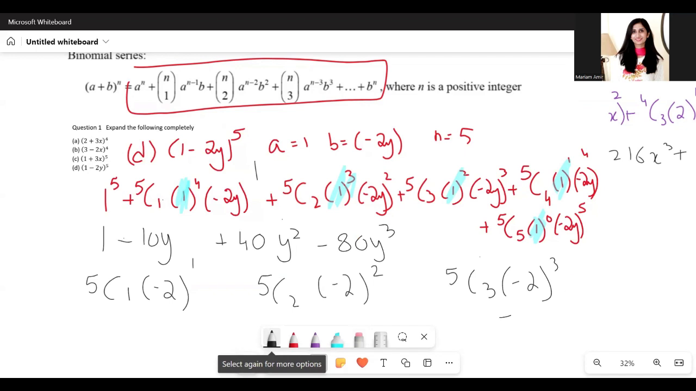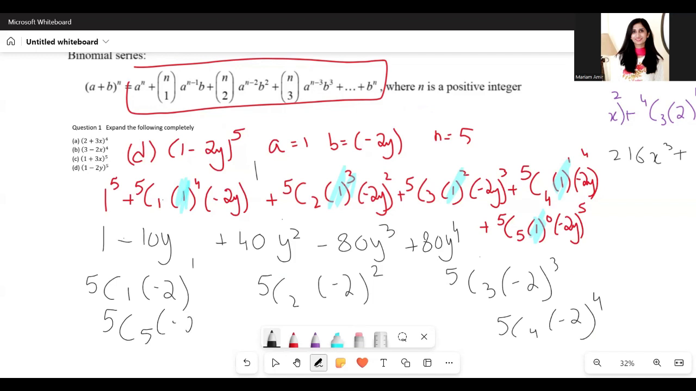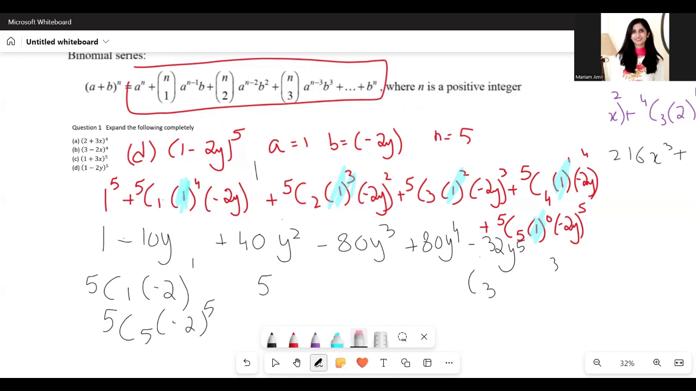Then there is 5c4 negative 2 power 4. This will give you a positive value in the calculator. You'll get plus 80 y power 4. And lastly, it is 5c5 minus 2 power 5. That's going to be a negative value, negative 32 y power 5. So this is the expansion of 1 minus 2y whole power 5.